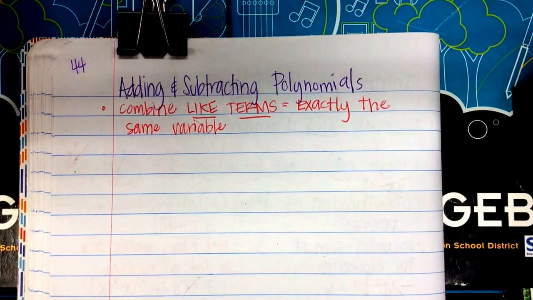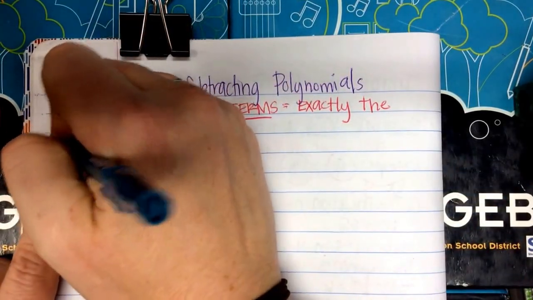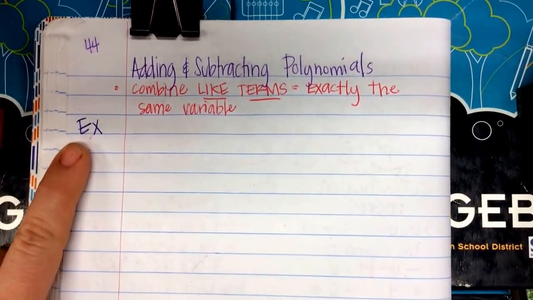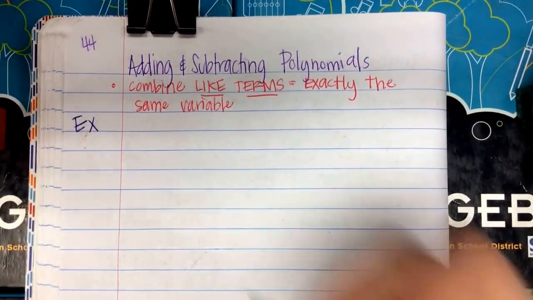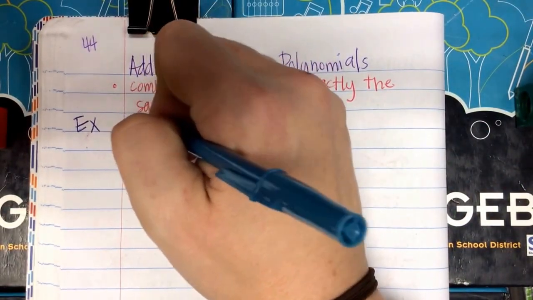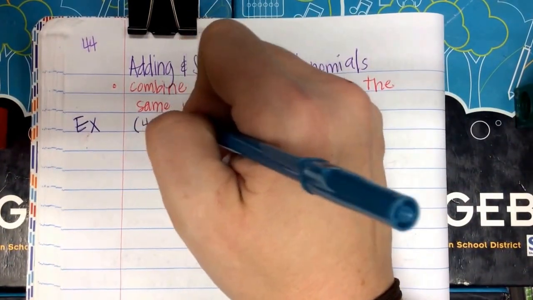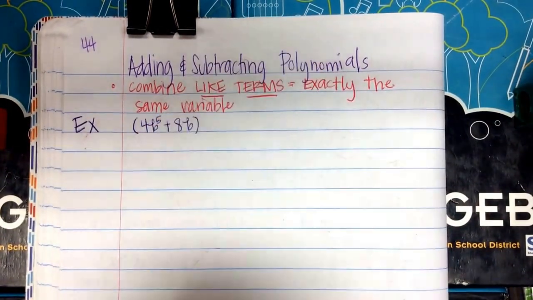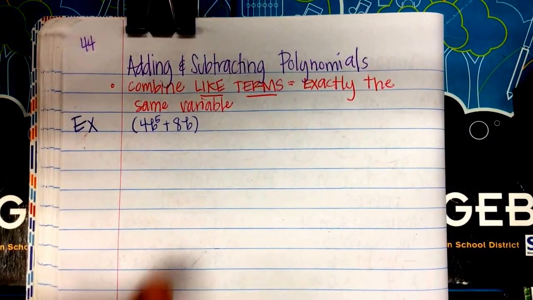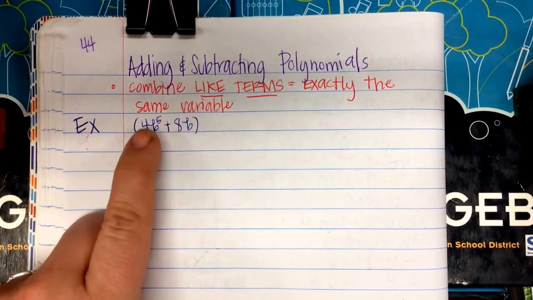Polynomials typically are going to be written horizontally. For example, here's an example. Let's just get right in. The first polynomial is 4b to the 5th plus 8b. That's the first polynomial. I put it in parentheses because they belong together. This is a quintic, exponent of 5, binomial.